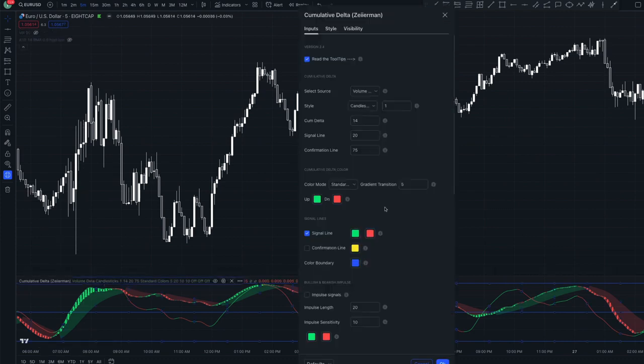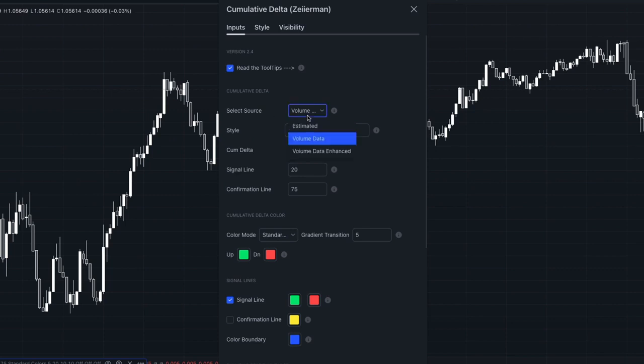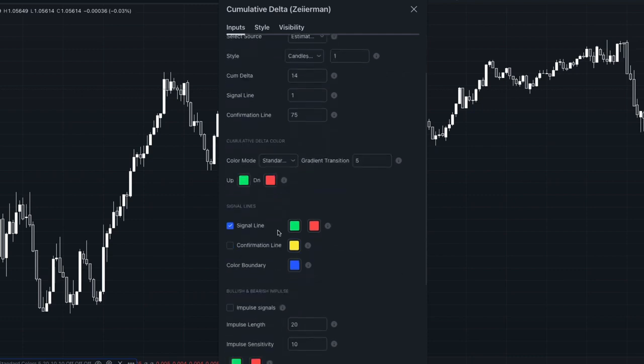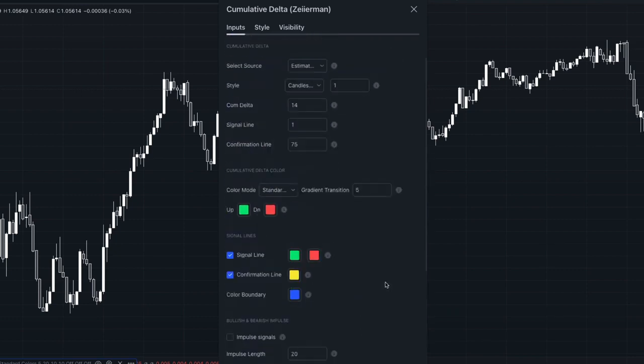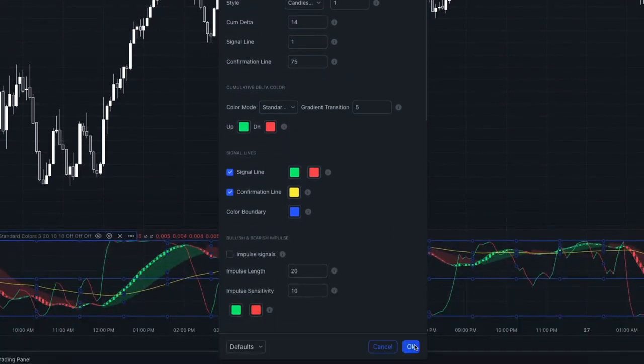So we'll go into the settings, and first of all, for the source, I like to change this to estimated, and for the signal line, I like to change this to 1. For most instruments, for crypto, I typically like to change that to somewhere around 10. But for indices and commodities, I typically like that to be 1. And we'll scroll down and I will enable the confirmation line. And all of the other settings I will go ahead and leave as defaults.